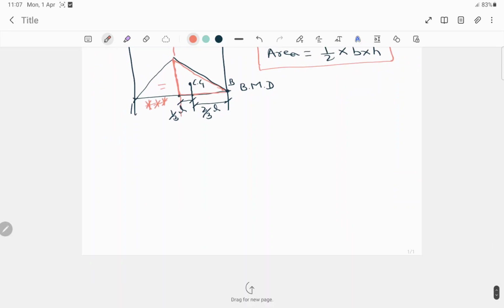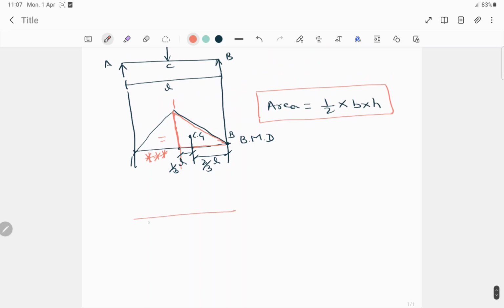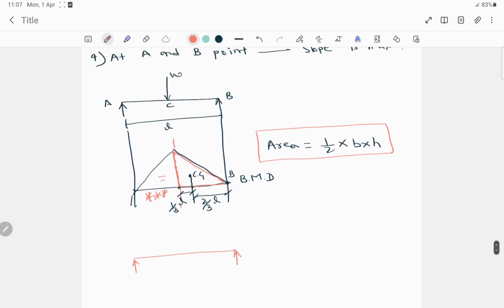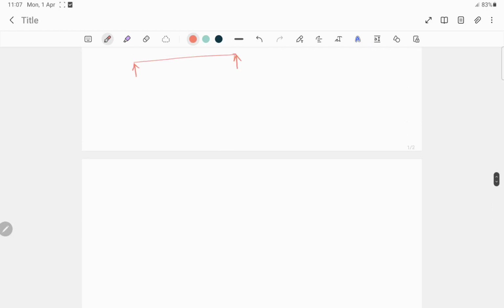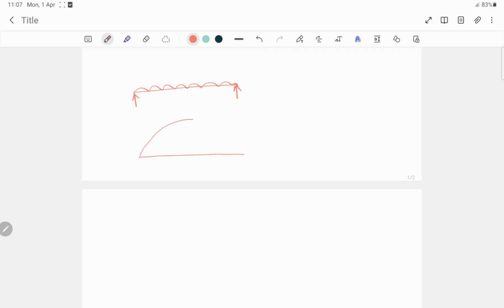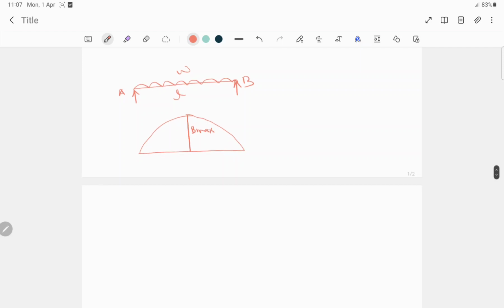Now, similarly, suppose this is a simply supported beam. In the previous case a point load was acting, but in this case suppose a UDL is acting. For this type of beam the bending moment diagram will be like this. UDL means it will be parabolic, right? Let it be A and B, and W loading over L distance. The maximum bending moment will occur at the mid, and the maximum bending moment is denoted by B max. This is the bending moment diagram for this type of beam.